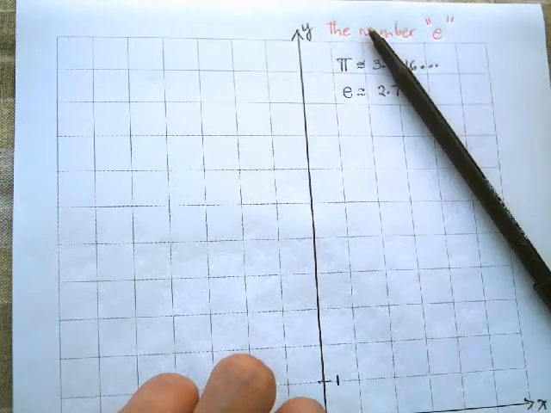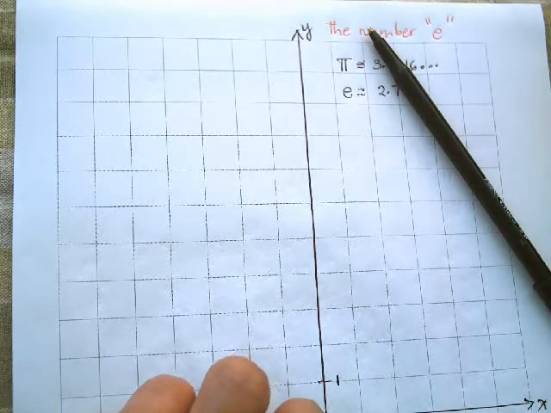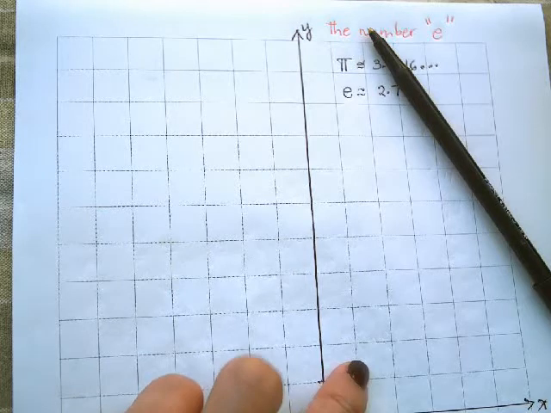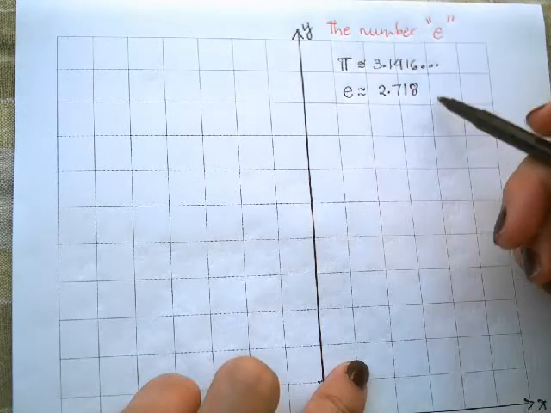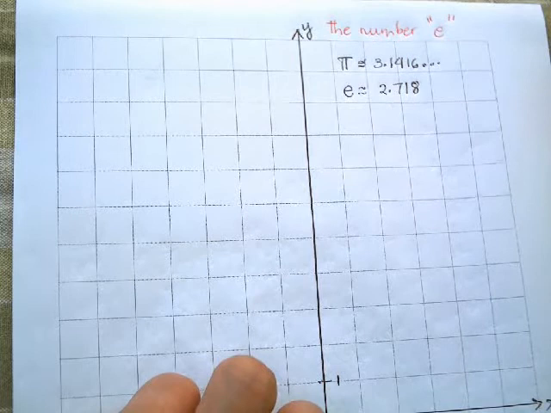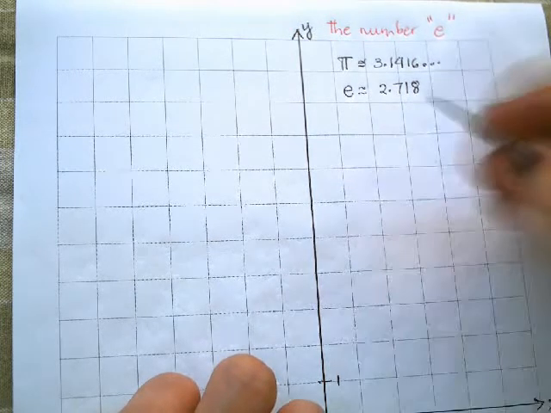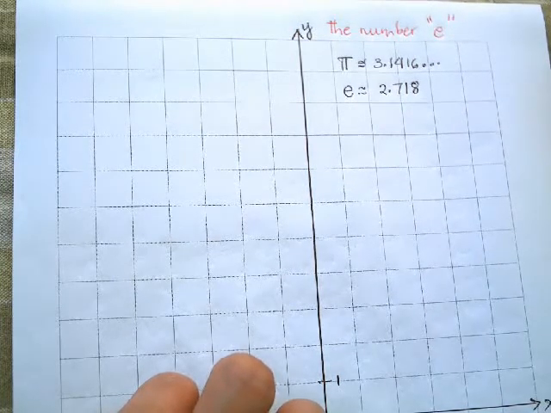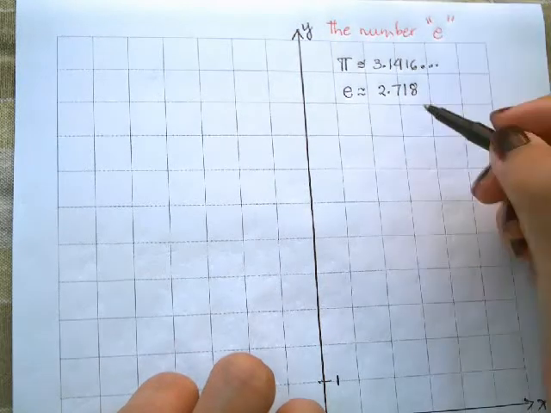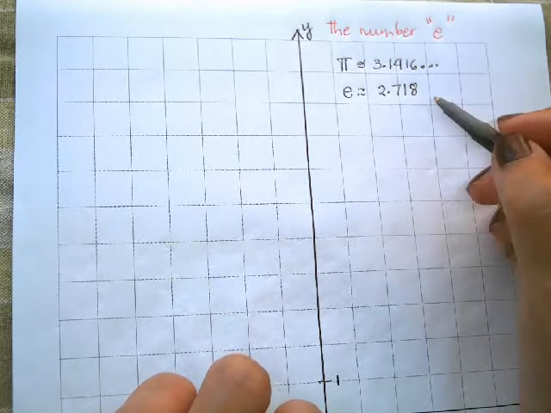It's like pi. You never knew pi before, but now when you go to geometry, you're going to use it a lot. So e is just a number. Let's just think of it as 2.72 or something like that. Instead of saying 2.72 something, we will call it e. That is the number e.